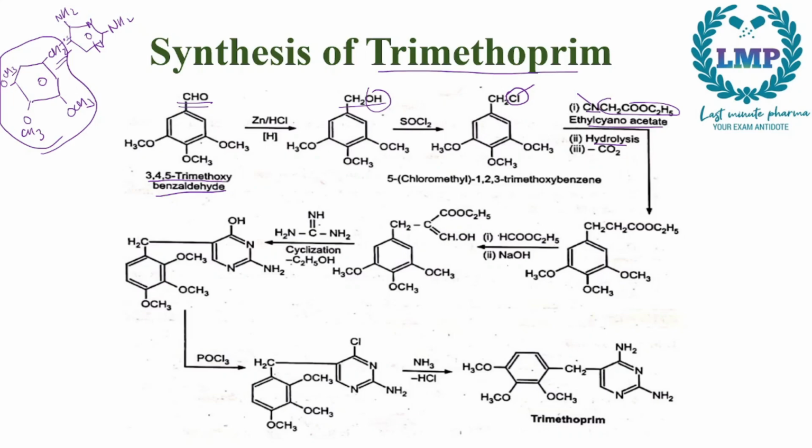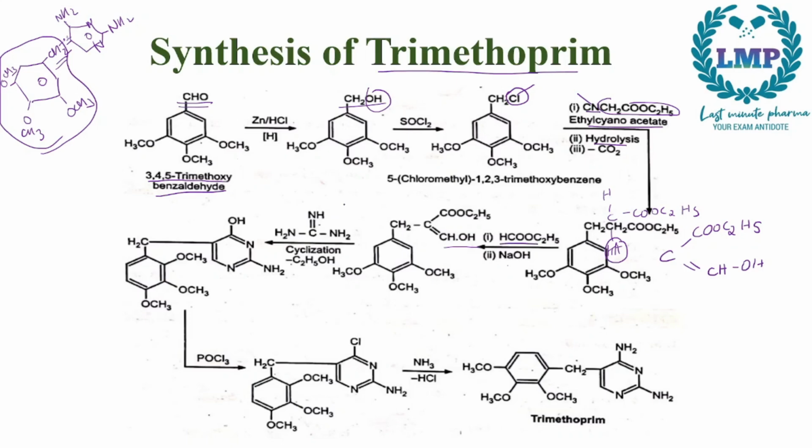So what will happen is this C which is attached to one H right here, one H right here, and a COOC2H5. So this H will be replaced by CHOH. So C connected to COOC2H5 and a double bond CHOH from this part right here.